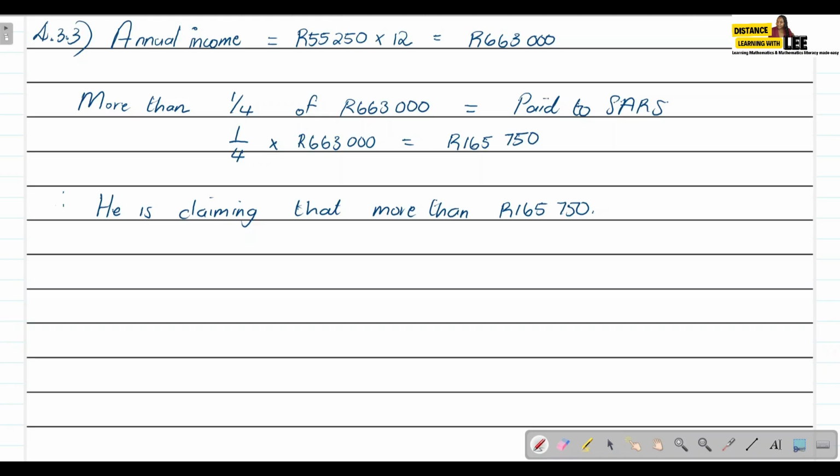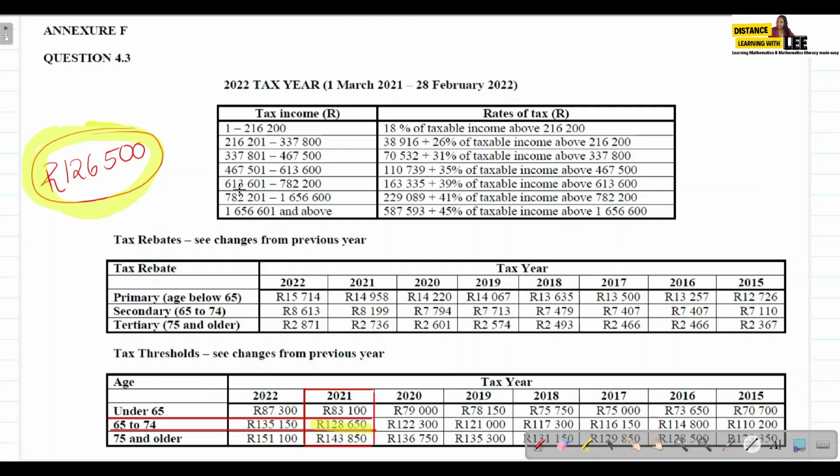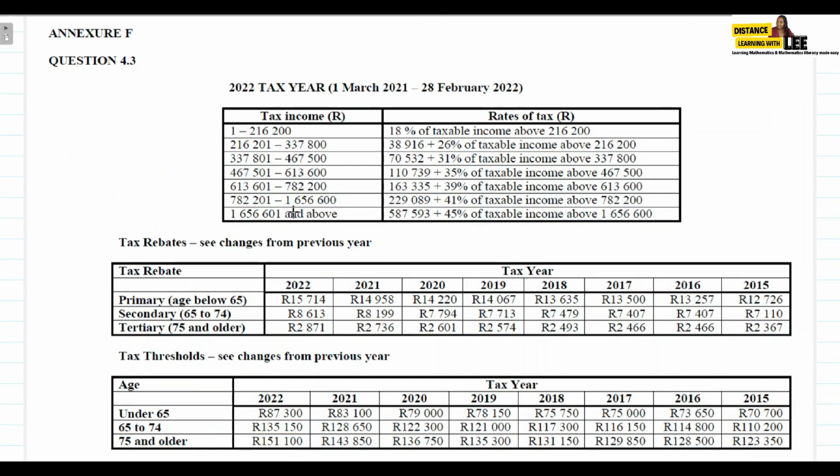Okay, so now we want to verify if this is correct. How do we verify if this is correct? We need to calculate how much tax he's going to pay, using the information that is given to us. So let's actually do that. We already know that his taxable income is 663,000. If he's earning an income of 663,000, what are the rates that he is going to pay for tax?